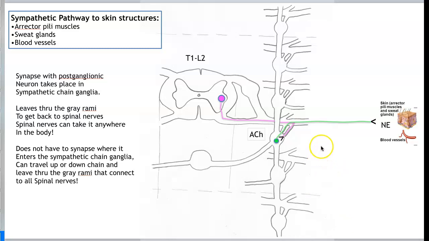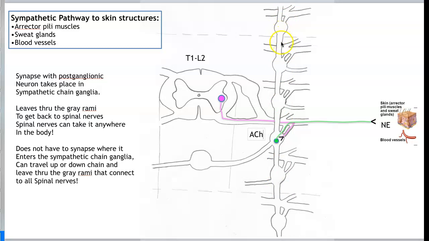So hopefully this makes sense. Basically, you're just getting on through the white, leaving through the gray. On through the white, leaving through the gray. The gray takes you back to the spinal nerve. You do not have to just synapse here. You can synapse wherever you want to go. You've got the whole chain up and down. You can get off on any gray ramus.